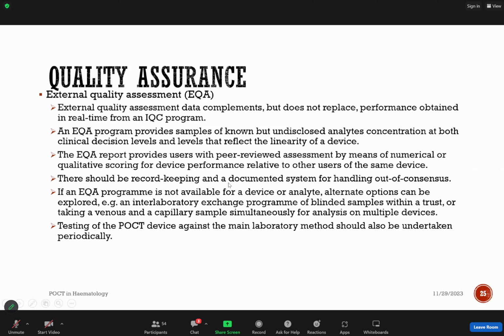There should be record keeping and a documented system for handling out of consensus results. If an EQA program is not available for a device or analyte, alternate options can be explored. For example, an interlab exchange program of blinded samples within the trust, or taking venous and capillary samples simultaneously for analysis on multiple devices. Testing of the POCT device against the main laboratory method should also be undertaken periodically. Okay, meaning we have to compare with the standard test in the lab.